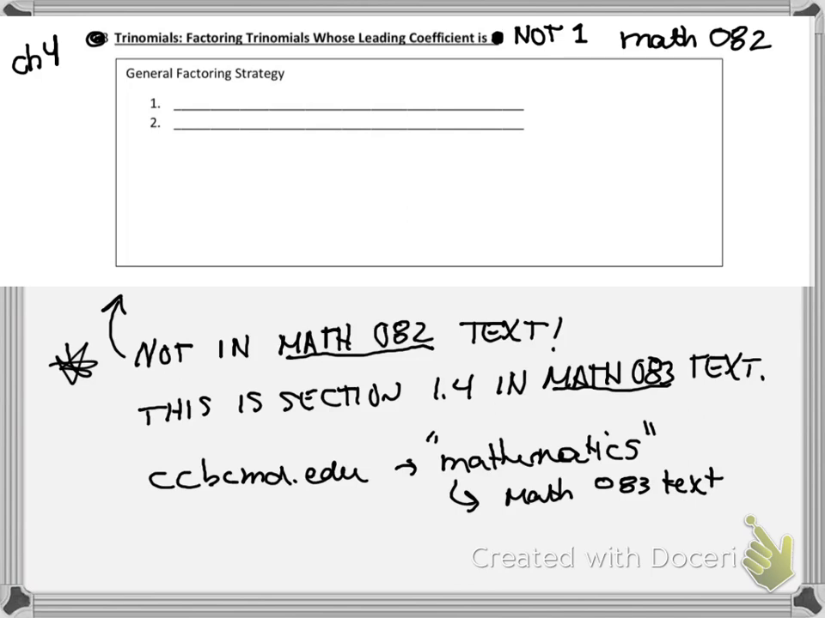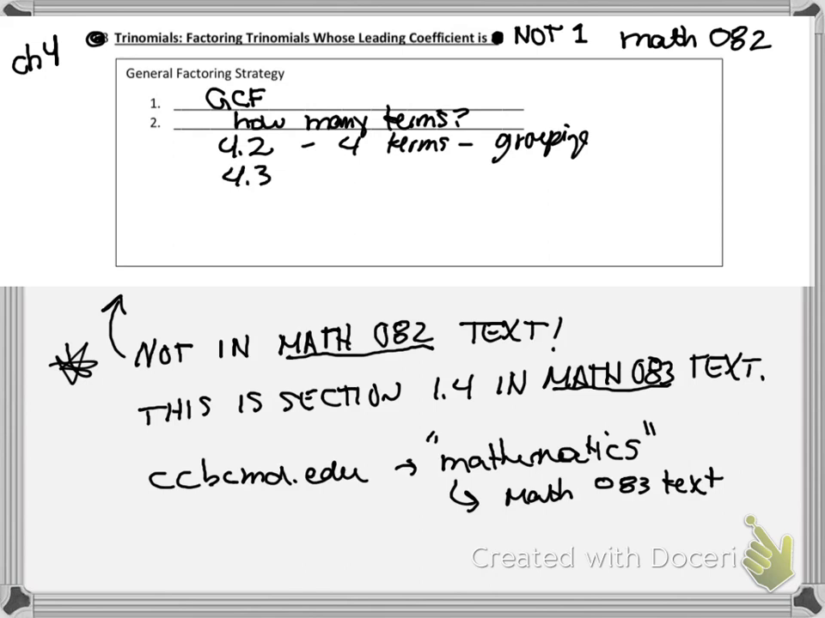So let's go over the general factoring strategy we've been using for Chapter 4. Remember, the very first thing we always do is we look for our GCF. After we do that, we ask ourselves, how many terms do we have? Remember, in section 4.2, we learned that if we have 4 terms, then we use factoring by grouping. And in my previous videos as well, we learned that if we have 3 terms, we can use the AC method.